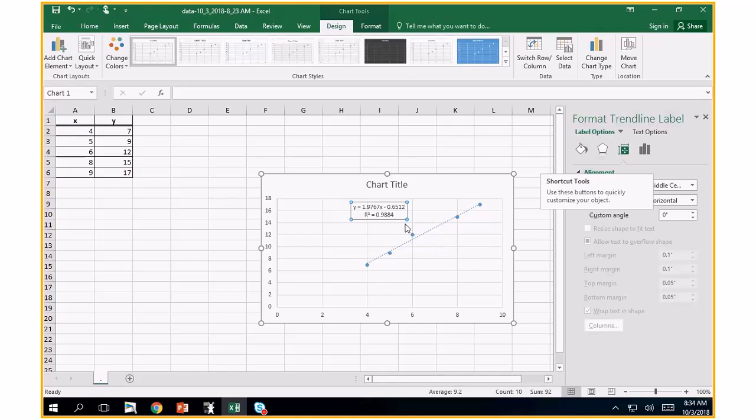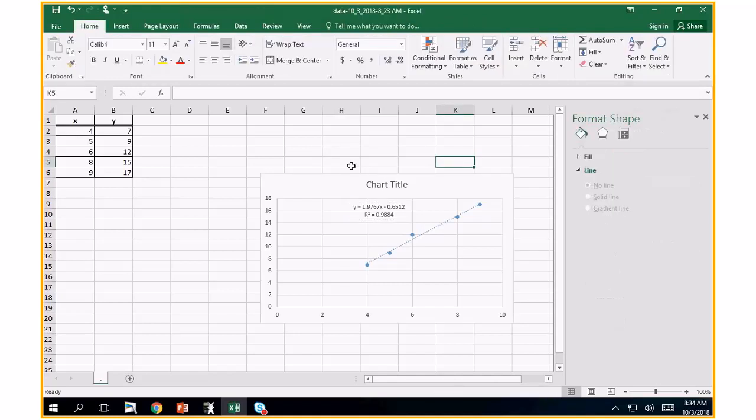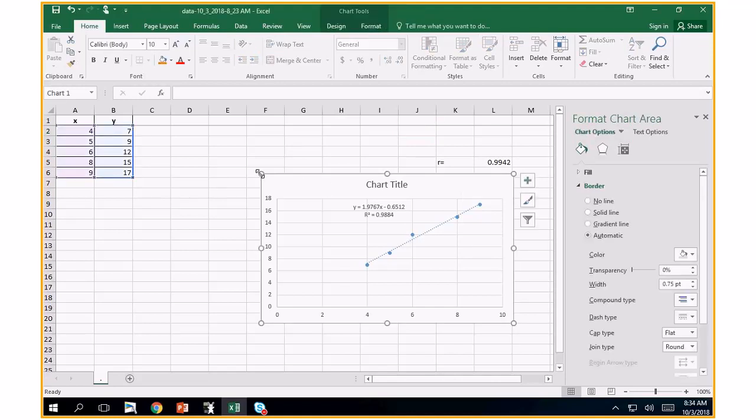Somebody tell me what that is. 0.9942. So let's write that down. R is equal to 0.9942. So write those numbers down and write that equation down. And let's go back to the question and see what they're asking. Then we'll look up some of the squares, but that's not important. Write down 0.9942, 0.9884, and y is equal to 1.9767x plus 6.6512. I'll make it a little bit bigger for y'all.